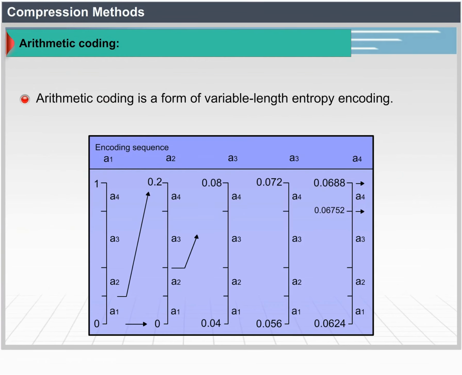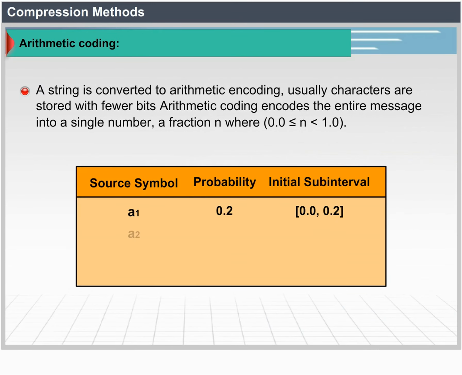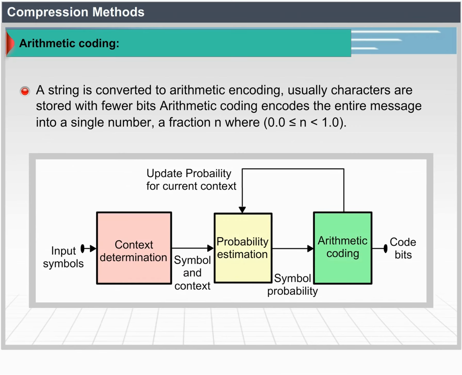Arithmetic coding. Arithmetic coding is a form of variable length entropy encoding. A string is converted to arithmetic encoding. Usually, characters are stored with few bits. Arithmetic coding encodes the entire message into a single number, a fraction n, where n lies between 0.0 and 1.0. The process of arithmetic coding and the related block diagram can now be seen.